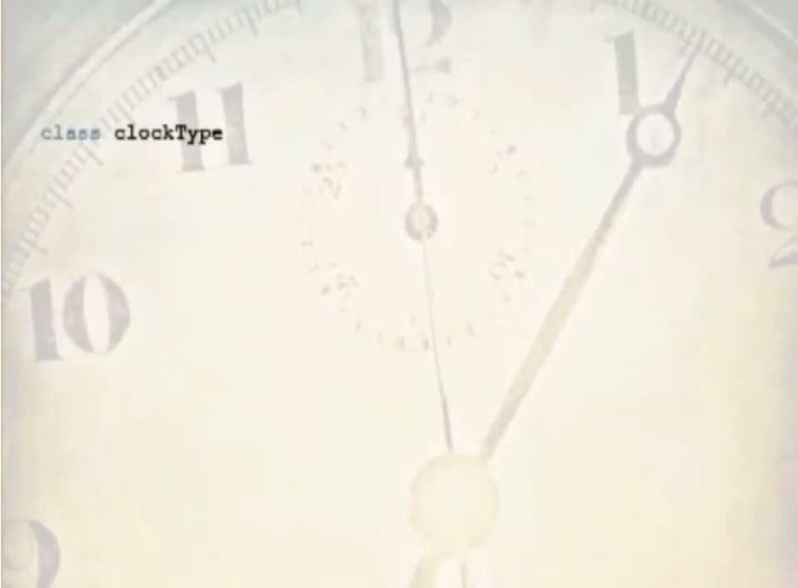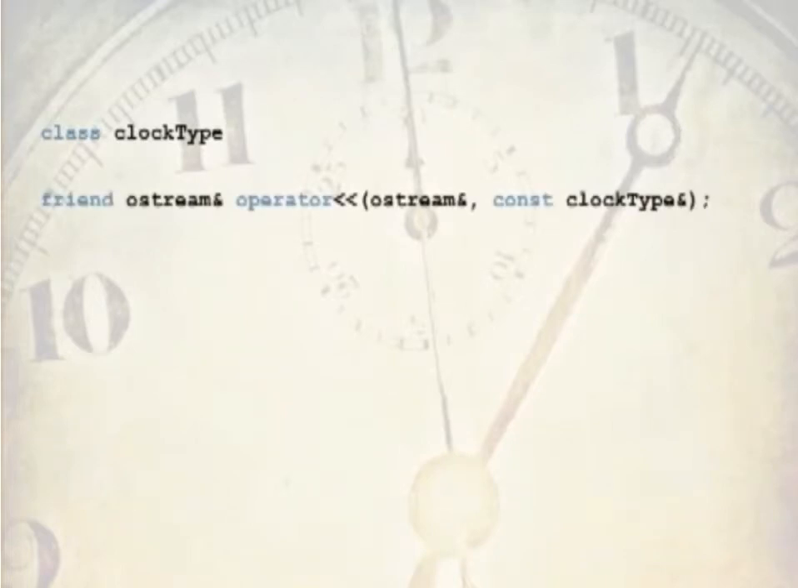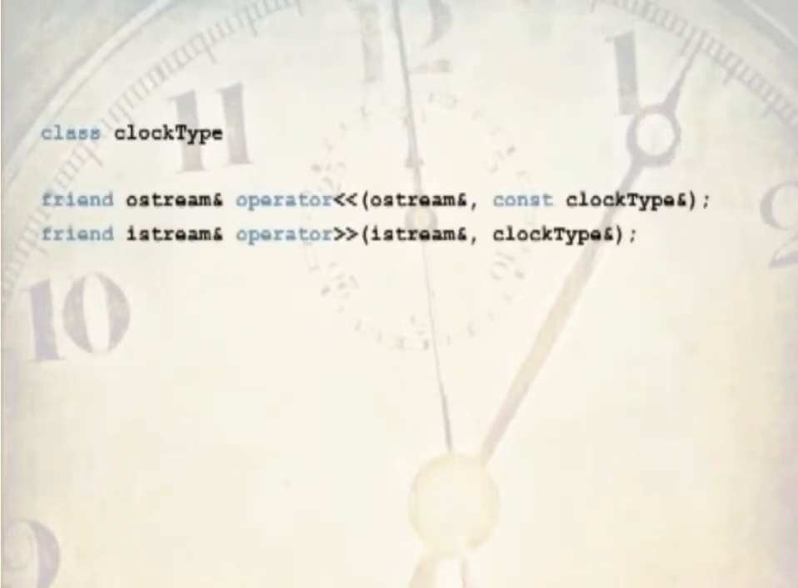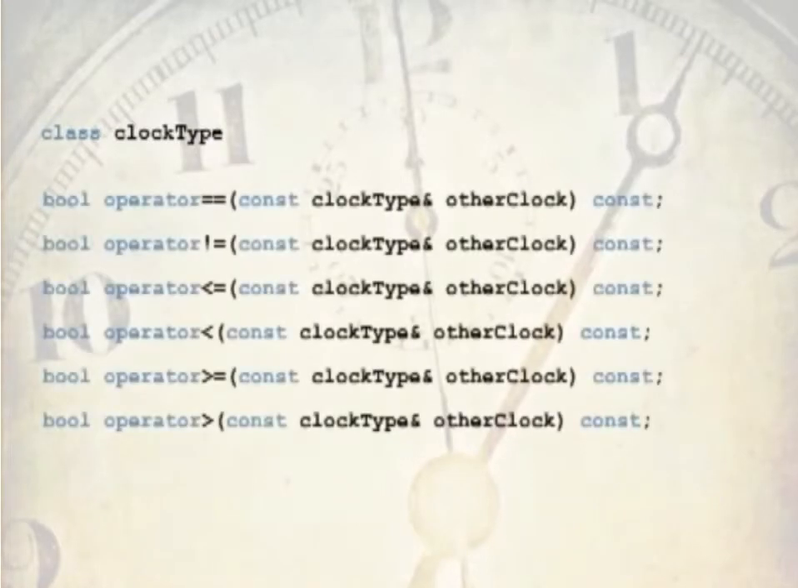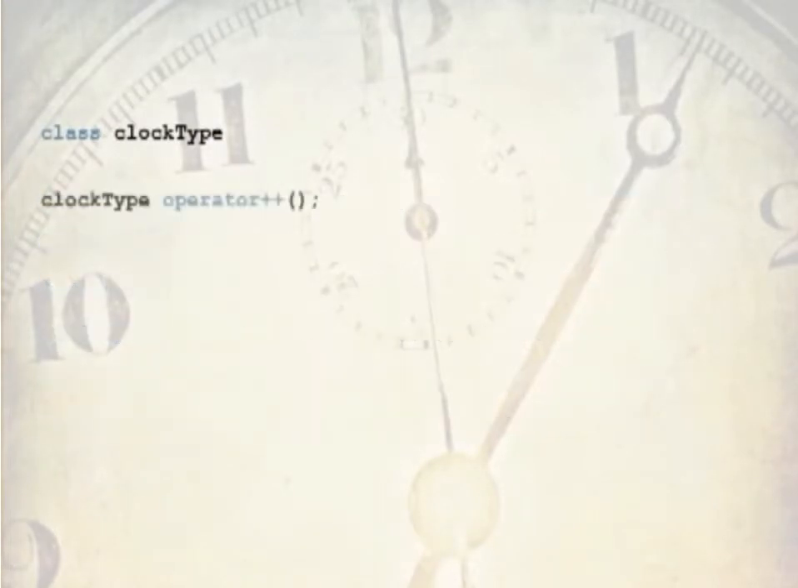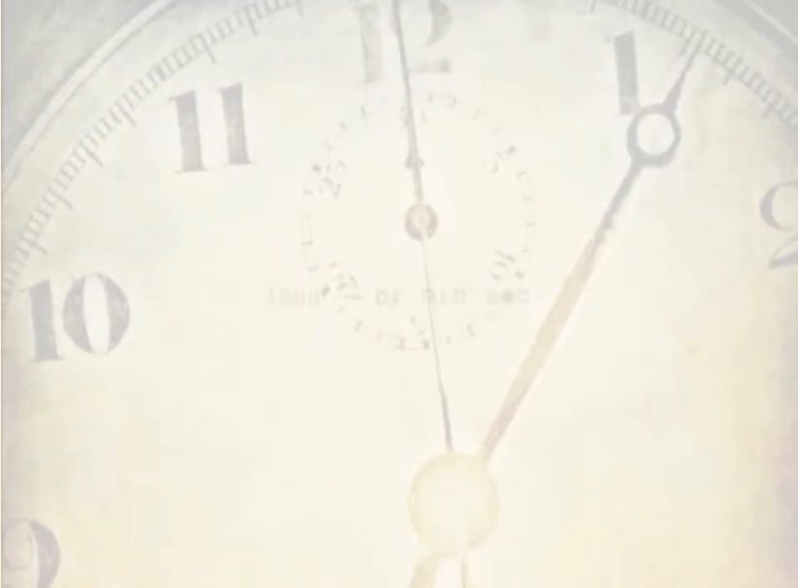The clockType program uses the class clockType to implement the time of day. It also overloads the stream insertion and extraction operators for easy input and output, relational operators for comparisons, and the pre-increment operator to increment the time by 1 second. The class clockType requires the user to input the time in the form hour, minute, second.